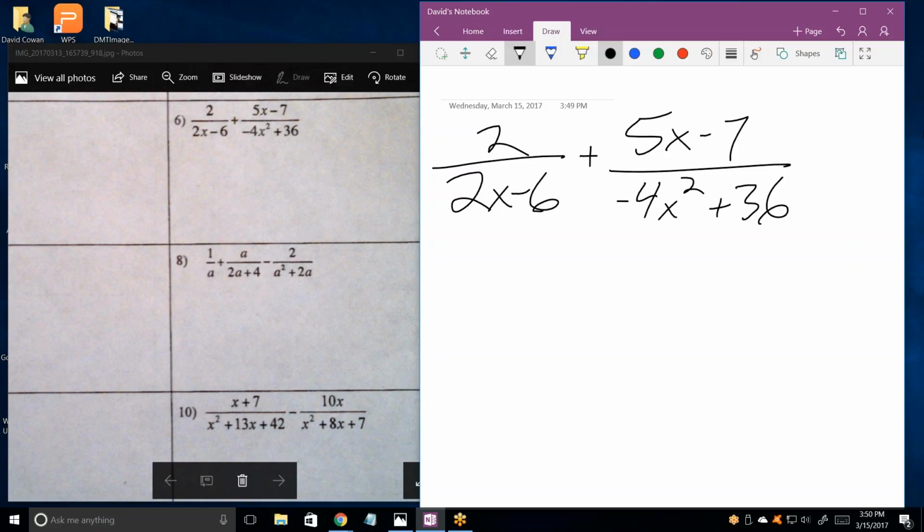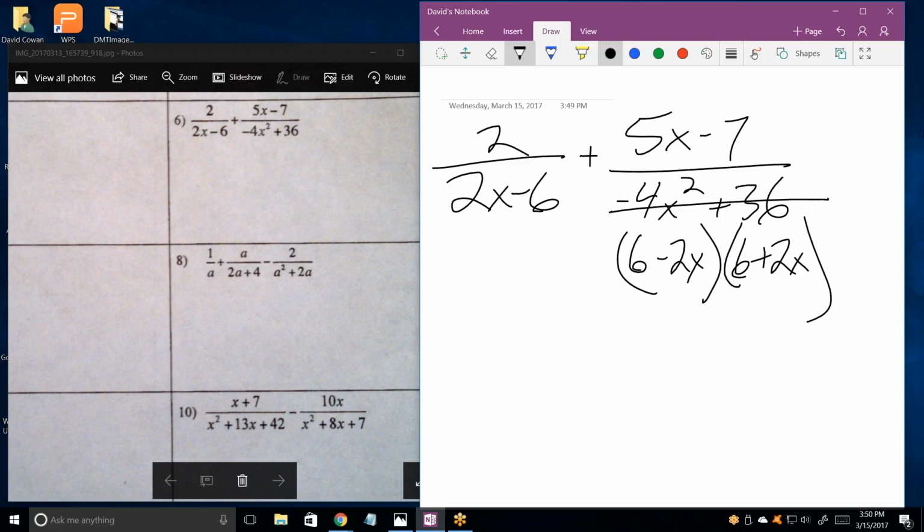All right. Well, I can see right there that's another one like the two squares, negative 4x squared plus 36. Very good. So, in other words, this is 36 minus 4x squared, which is 6 minus 2x times 6 plus 2x. Right? Is that what you were saying?